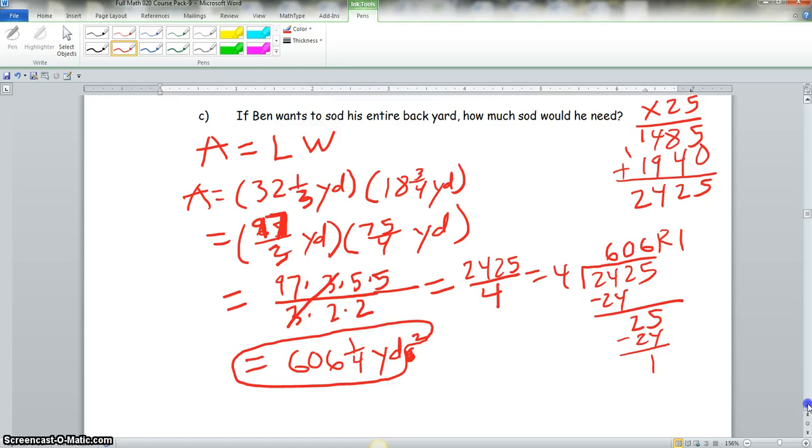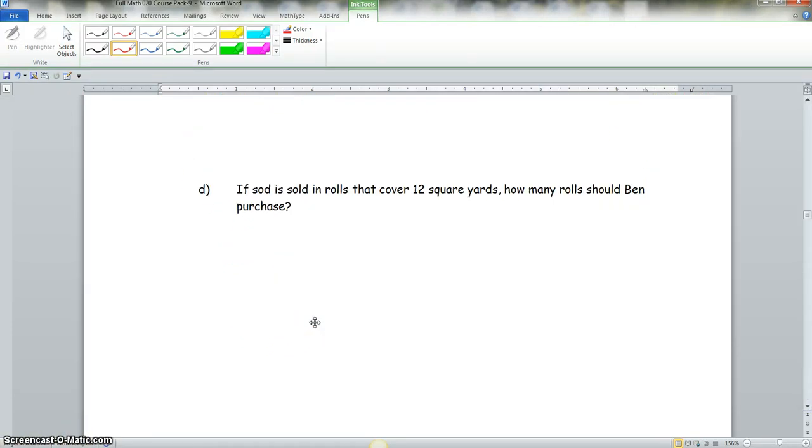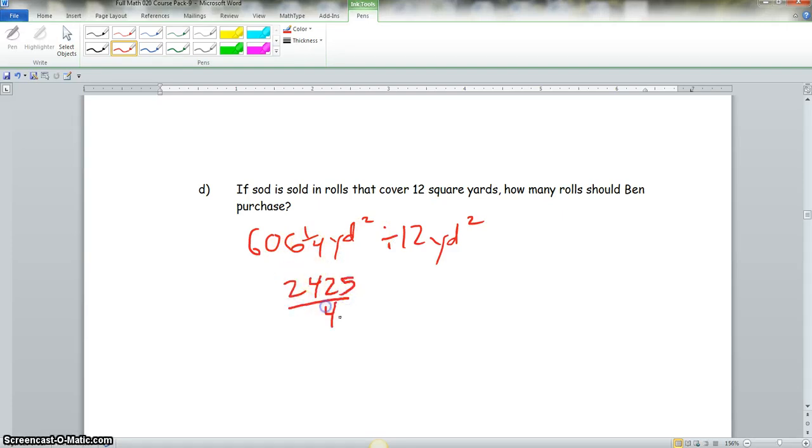Now, we scroll down here to D. It says if sod is sold in rows that cover 12 square yards, how many rows should be purchased? So what we would have to do, we would have to take that 606 1/4 square yards and divide it by 12 square yards. So now we need to change the 606 1/4 square yards back to an improper fraction, which will give us 2,425 over 4. Divided by, we can make this 12 over 1.